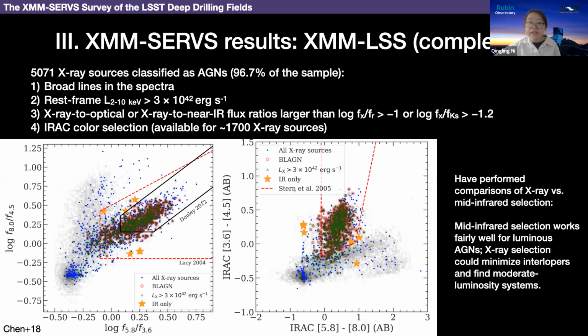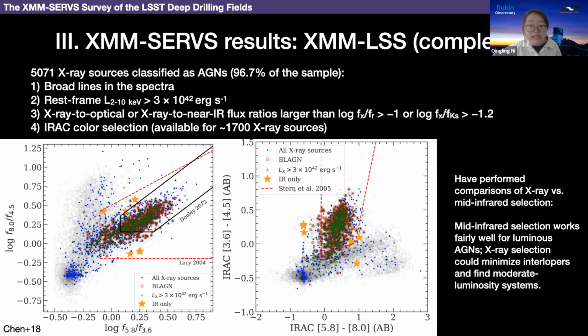With all this information, around 97% of the X-ray sources are classified as AGNs, by broad lines, or very luminous rest frame X-ray luminosity, or large X-ray to optical or X-ray to near infrared flux ratios, or by the IRAC color selection if the source is detected in all 4 IRAC bands, which is available for 1,700 X-ray sources.